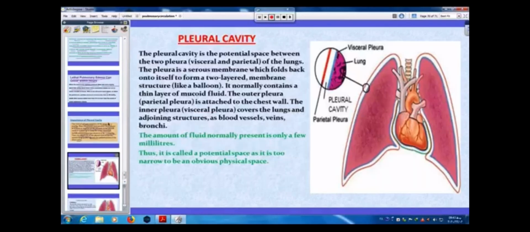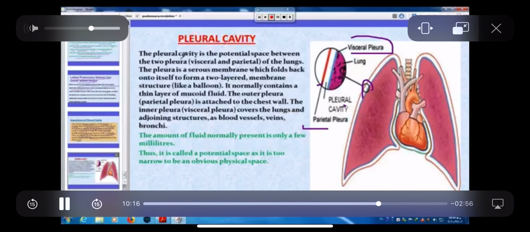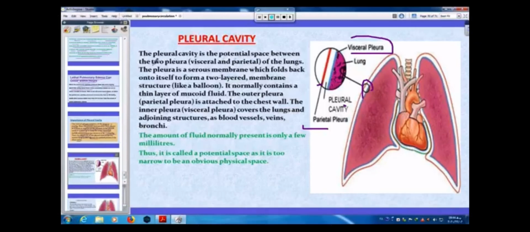You can see in this figure the pleural cavity here, and the parietal pleura here in contact with the chest wall, and the visceral pleura attached to the lungs. The pleural cavity is the potential space between the two pleurae, visceral and parietal, of the lungs. The pleura is a serous membrane which folds back onto itself to form a layered membrane structure like a balloon. It normally contains thin layers of mucoid fluid.